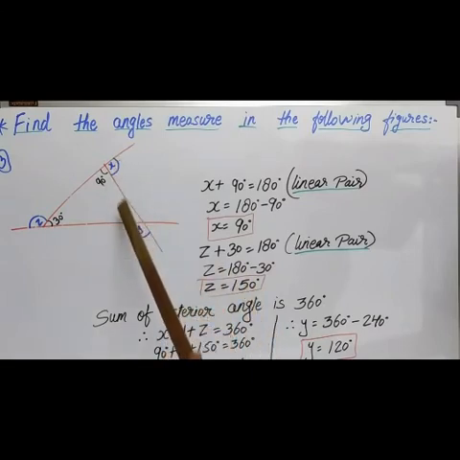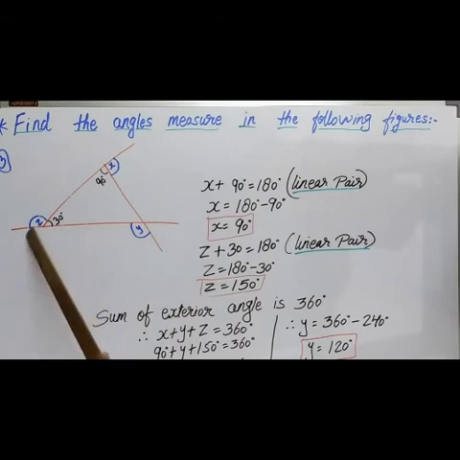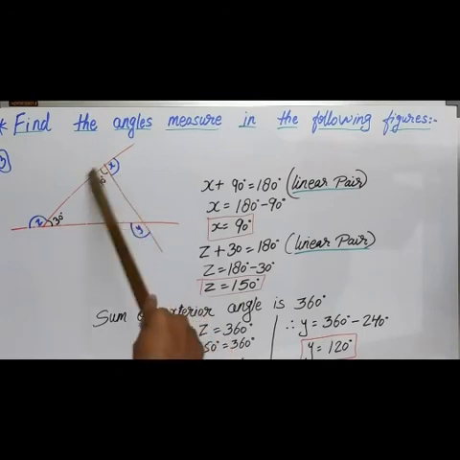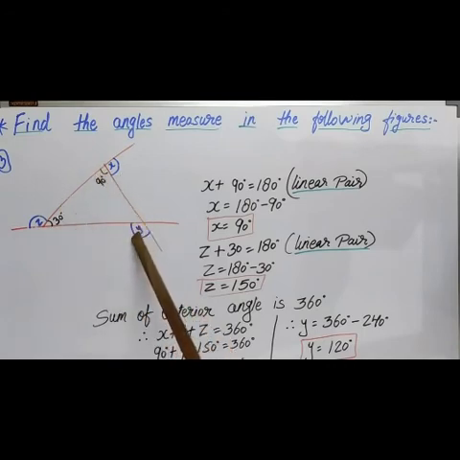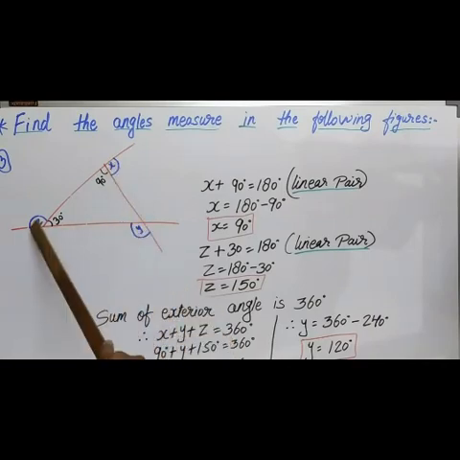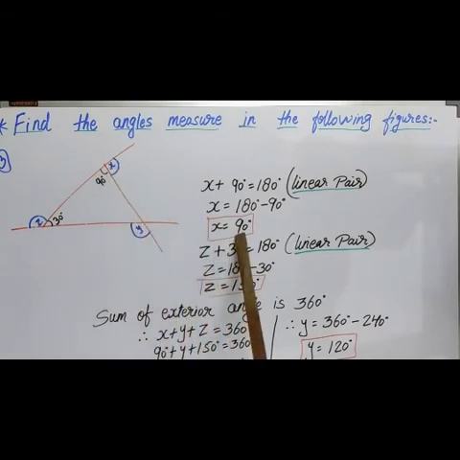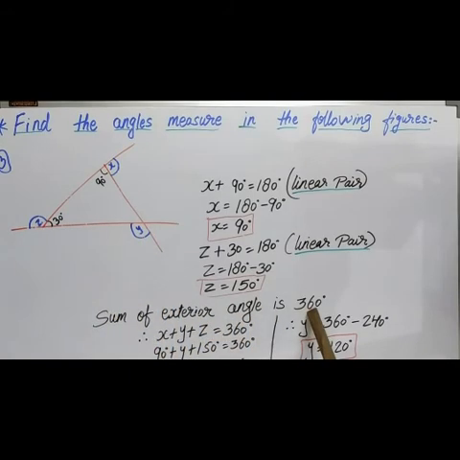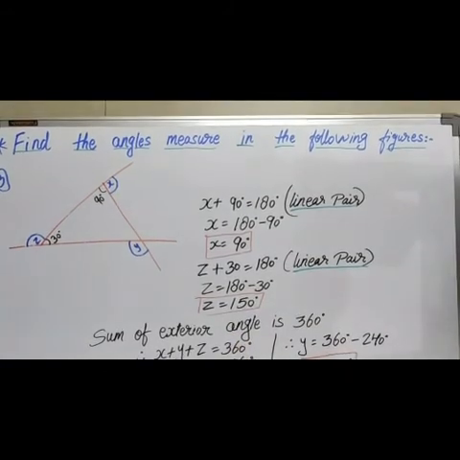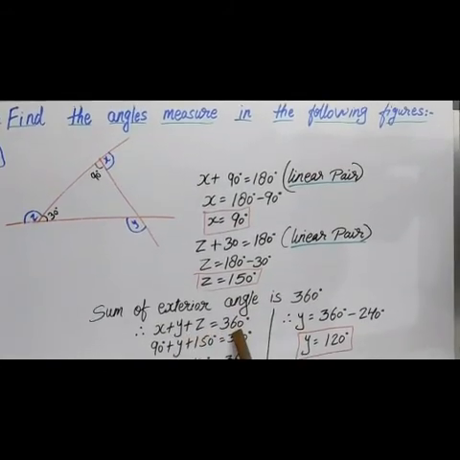Now x, y and z are the exterior angles, and in any polygon the sum of exterior angles is 360 degree. This is a triangle, so in any polygon the exterior angle sum is 360 degree. So we know that x plus y plus z equal to 360 degree. But here we got the value of x is 90 degree, z value is 150 degree. We don't know the value of y. So the sum of exterior angles is 360 degree. Therefore x plus y plus z equal to 360 degree.